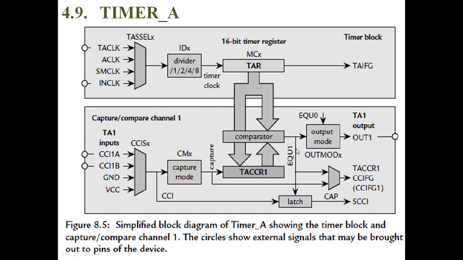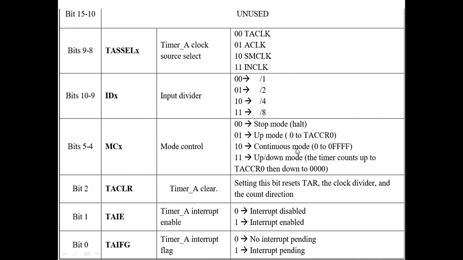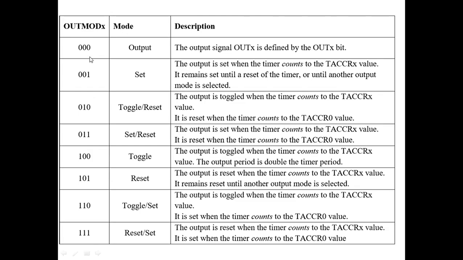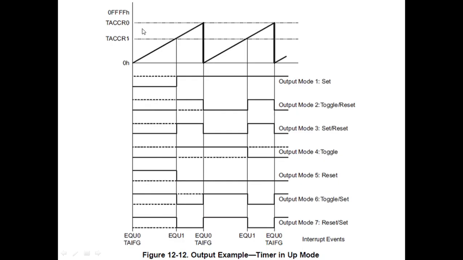So in the capture mode and compare mode, we can have 8 modes. That means 0 indicates output mode, 1 indicates set mode, 2 indicates toggle or reset mode, 3 indicates set or reset mode, 4 indicates toggle mode, 5 indicates reset mode, 6 indicates toggle or set mode, 7 indicates reset or set mode. So these are the different operating modes in the capture mode. Check these outputs.